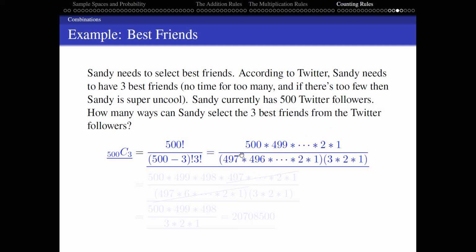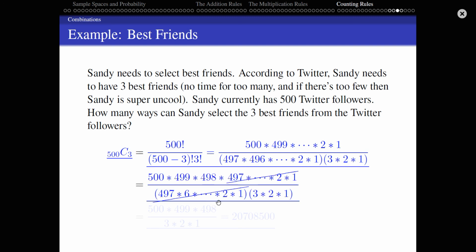Now this is a case where if you try to type 500 factorial into your calculator, it would just up and die. It would laugh at you. It would say, ha ha ha, I'm not going to actually do that. That's ridiculous. However, there's a ton of canceling that can happen here. We've got 497, 496, 495, all the way down to 321. So we can cancel out all of these numbers with what's on the top.